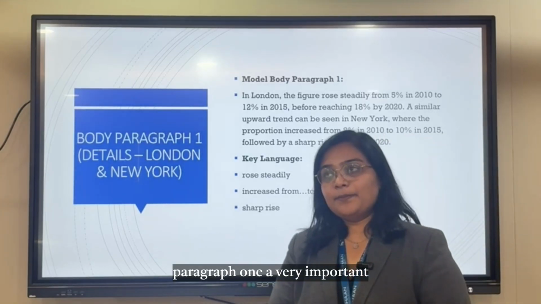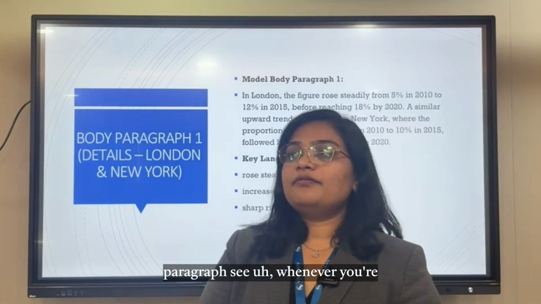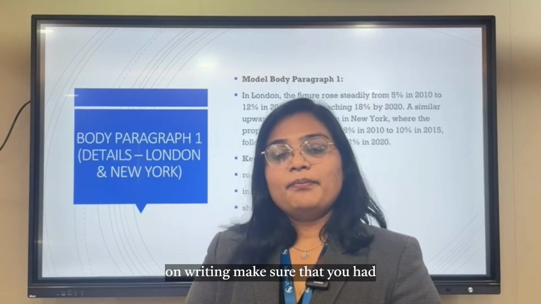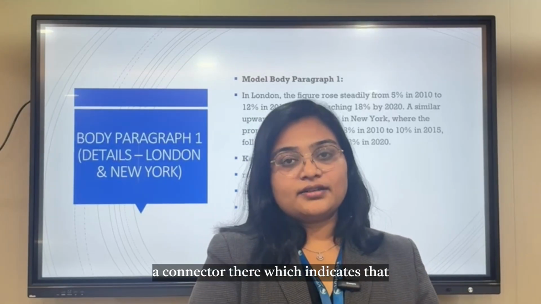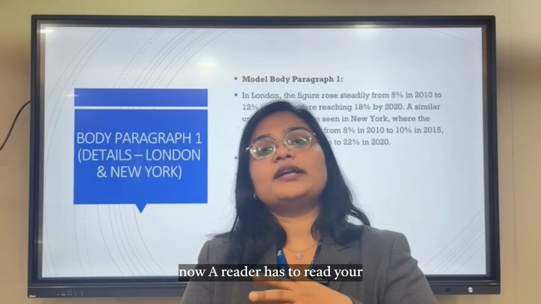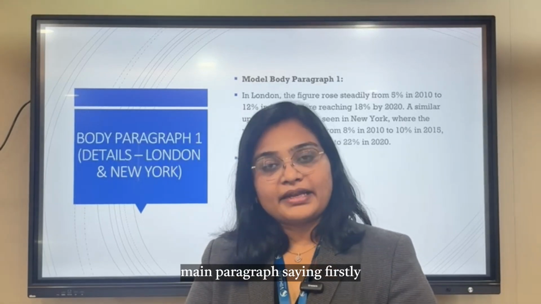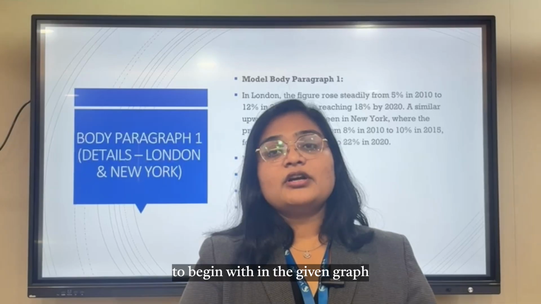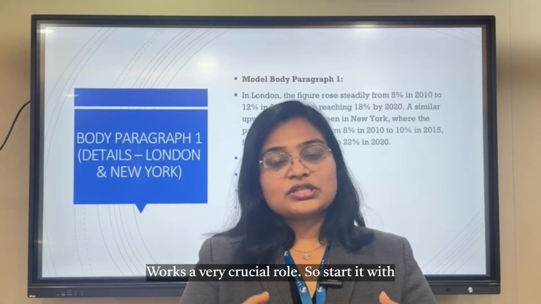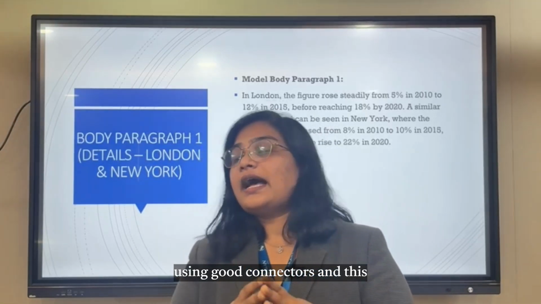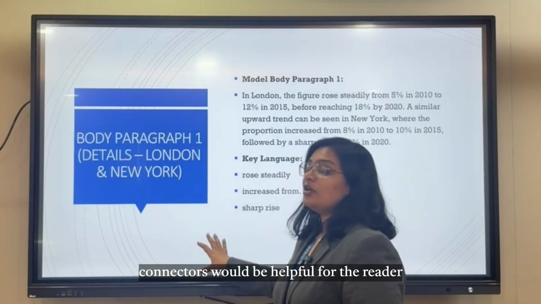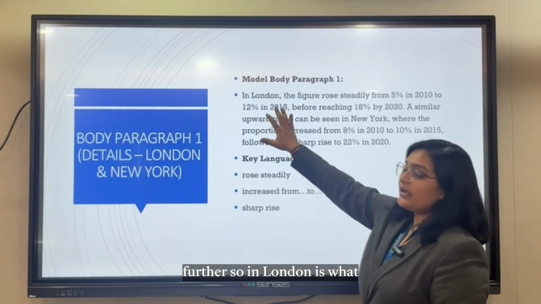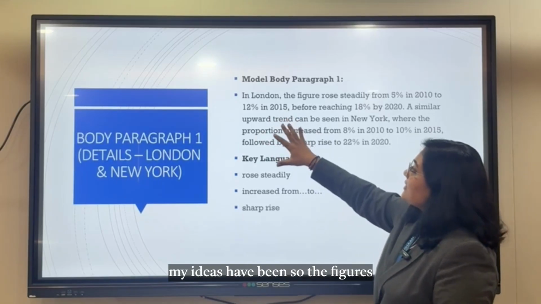Paragraph 1, a very important paragraph. Whenever you are writing a paragraph, do not directly jump on writing. Make sure that you have a connector there which indicates that now a reader has to read your main paragraph, saying firstly, to begin with, in the given graph works a very crucial role. So start with good connectors, and these connectors would be helpful for the reader to have interaction and to read further. So in London is what my ideas have been.